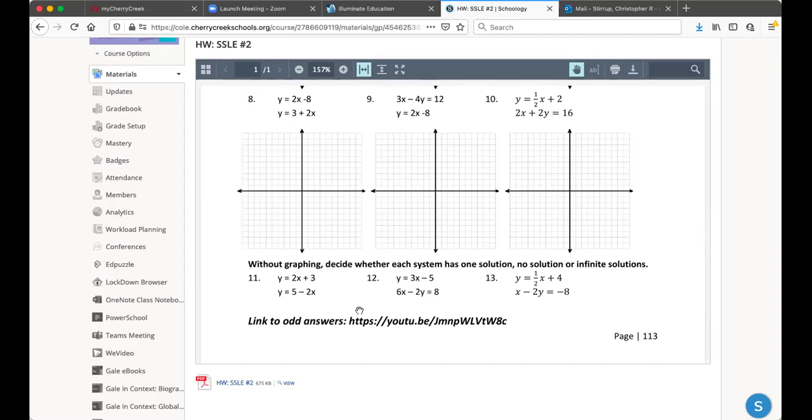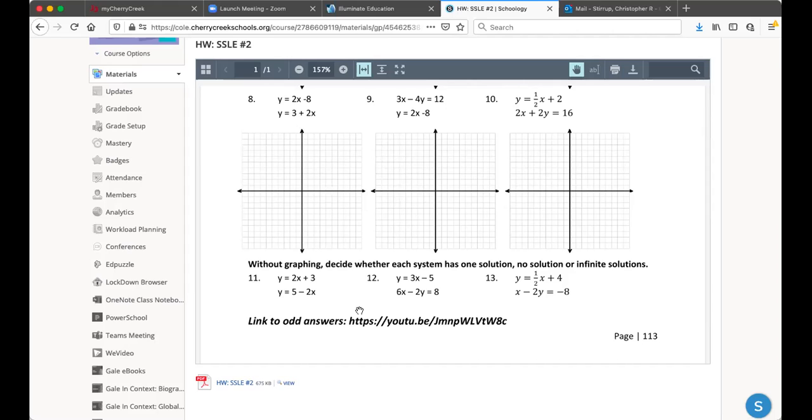Okay, so number 12, you would have to modify 6x minus 2y equals 8. You'd have to subtract 6x and then divide everything by -2. When you look at the slope, if the slopes are different, that means there's one solution. If the slopes are the same, you have to look at the rest of the equation. If the slopes are the same, but they're not the exact same equation, so let's say you have 1/2 x plus 2 and 1/2 x plus 10, that means they're parallel to each other, which means there's no solutions.